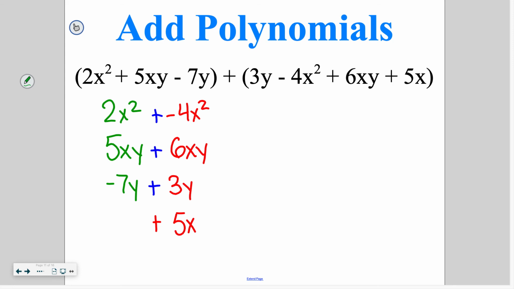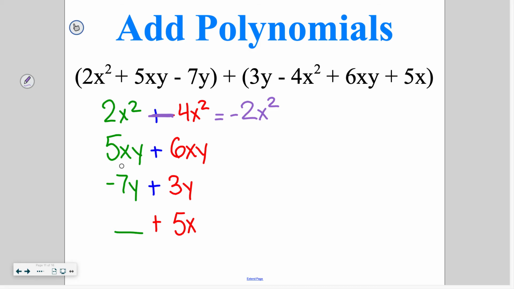Trinomial. So there is nothing to add it to, so we're just adding it. So now I'm going to go ahead and add these across. I've got 2x squared plus negative 4. That's going to turn into subtraction, giving me negative 2x squared.